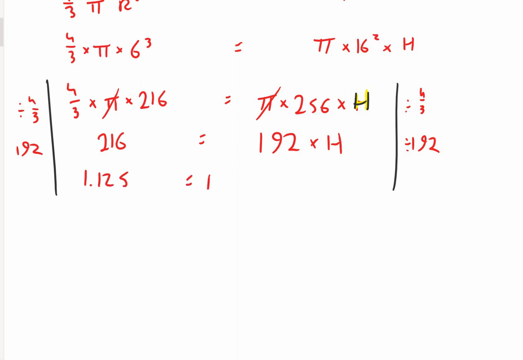1.125 equals h. So what are we asked? We're asked to find the value of h, which is the height that it's risen. So the h is 1.125 centimeters. Okay, so that's question 11 done.